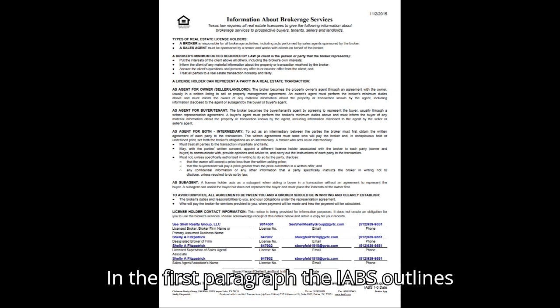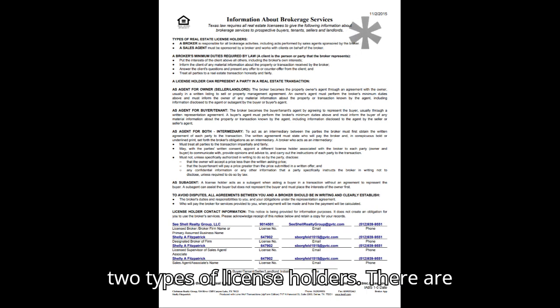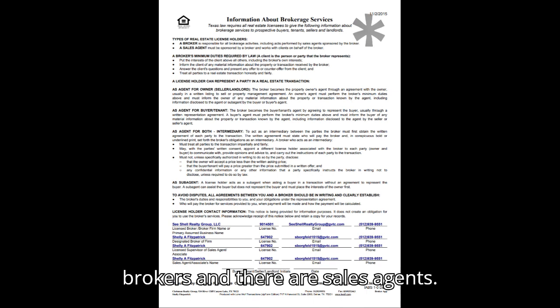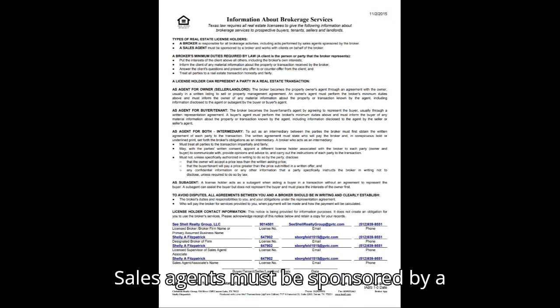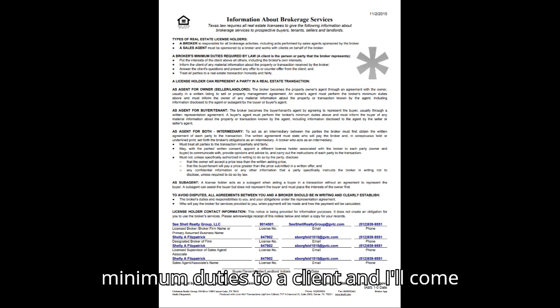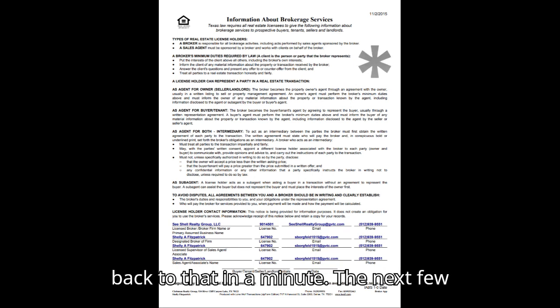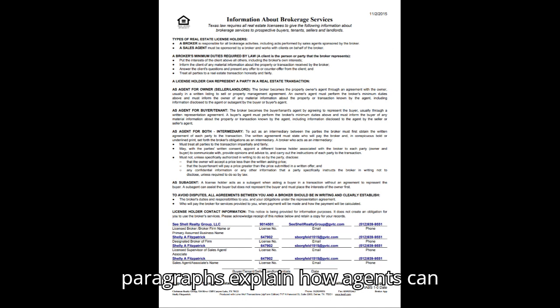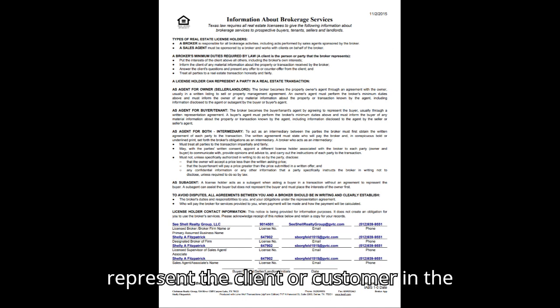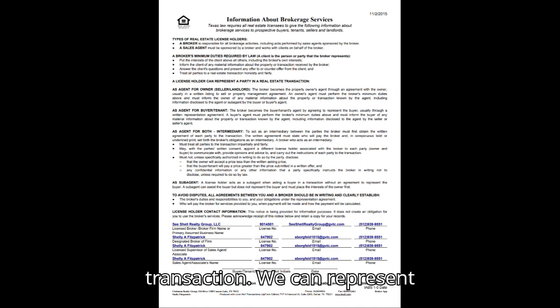In the first paragraph, the IABS outlines two types of license holders. There are brokers and there are sales agents. Sales agents must be sponsored by a broker. The second paragraph outlines a real estate license holder's minimum duties to a client, and I'll come back to that in a minute. The next few paragraphs explain how agents can represent a client or a customer in a transaction.